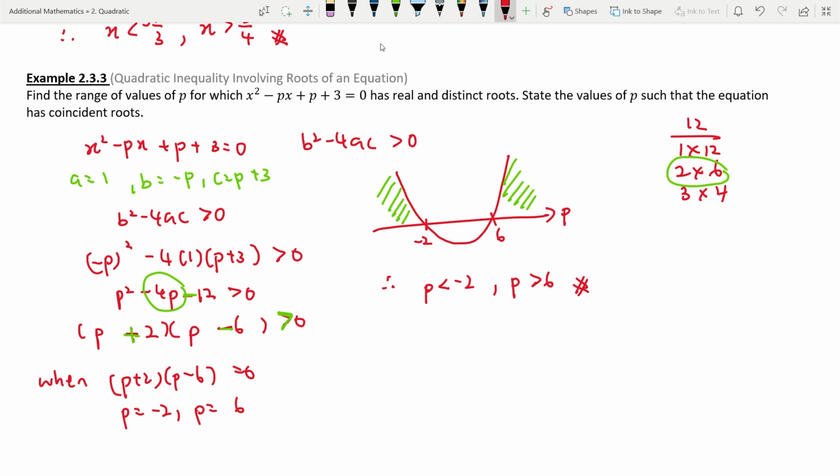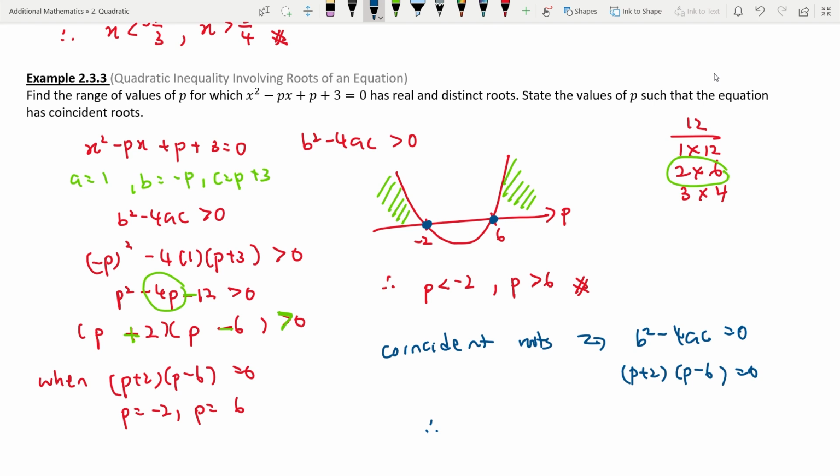State the value of p such that the equation has coincident roots. Coincident roots implies that b squared minus 4ac is equal to 0. For this question, it also implies that p plus 2, p minus 6 is equal to 0. So we are finding the p-intercepts, which is this point and also this point. Therefore, the values of p when the equation has coincident roots are p equal to negative 2, p equal to 6.